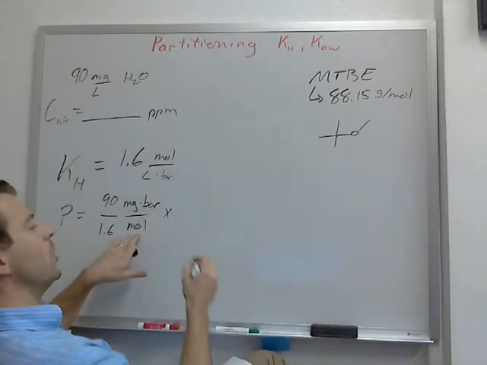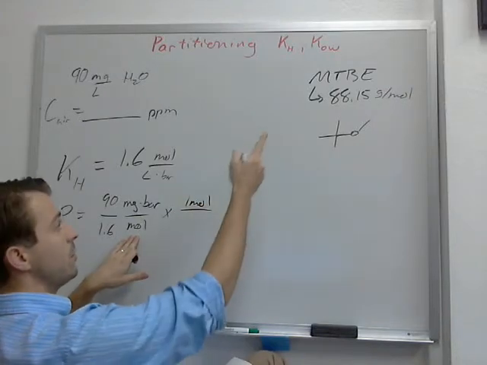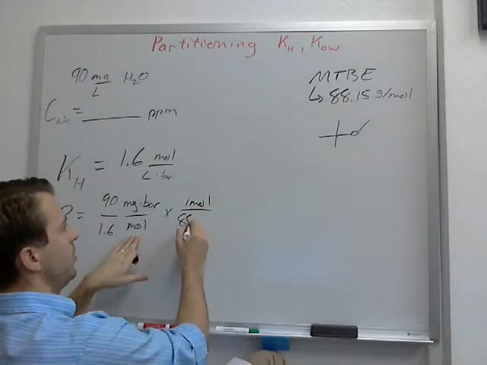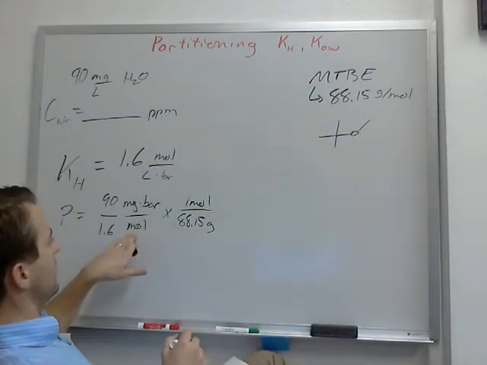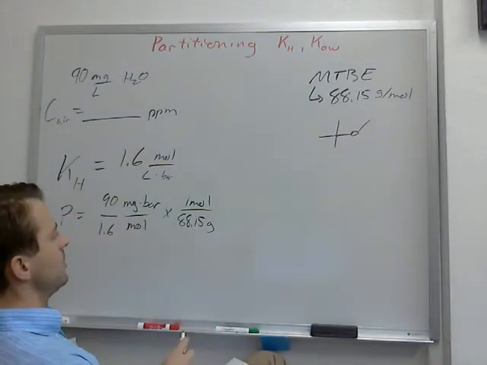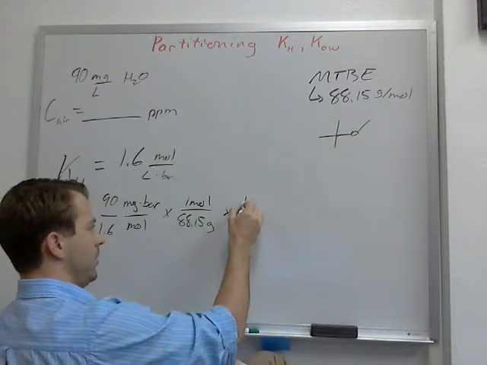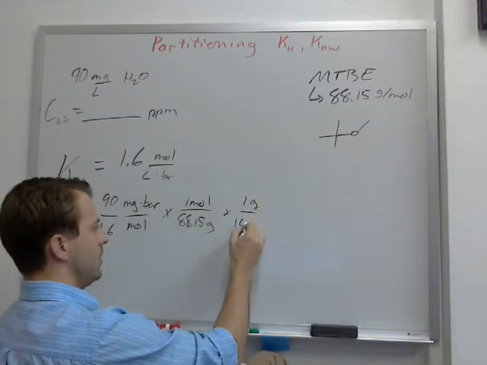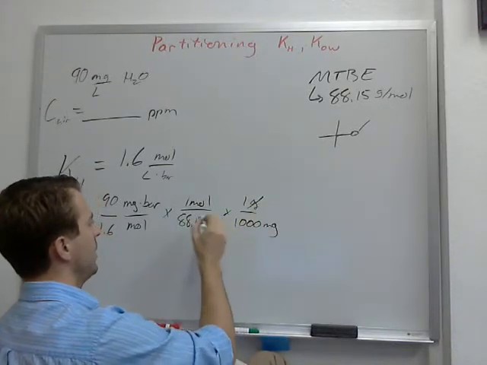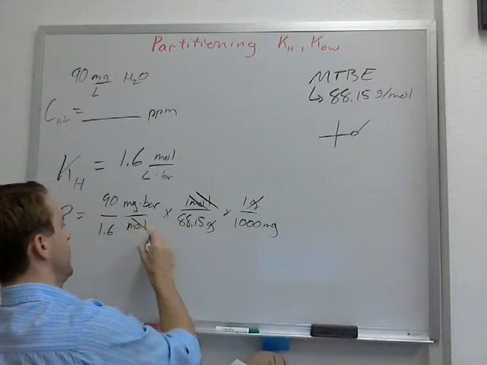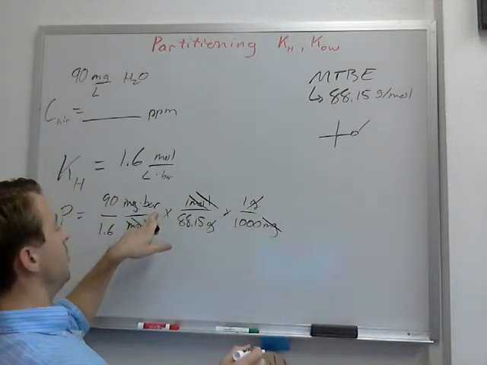We get rid of our moles simply by multiplying, 1 mole is equal to the molecular weight, 88.15 grams. Of course that doesn't get rid of our milligrams, so we still got to convert that 1 gram is equal to 1,000 milligrams. So that will cancel. Our moles cancel. Our milligrams cancel. Now we're left in bar.